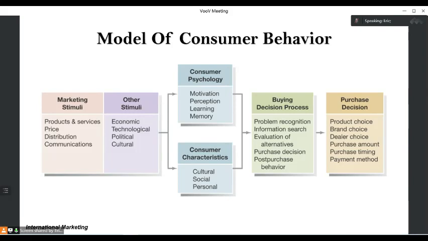maybe we are affected by marketing stimuli, such as promotion and advertisement. So we have the motive to want to buy something. And other stimuli, such as economy, technology, political culture. We have the needs to want to buy something.